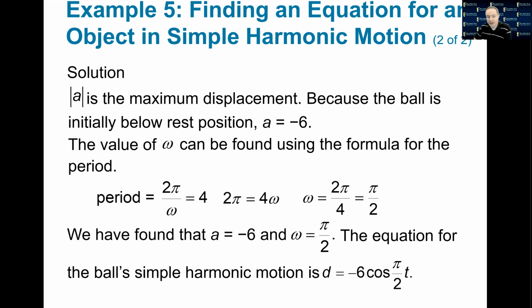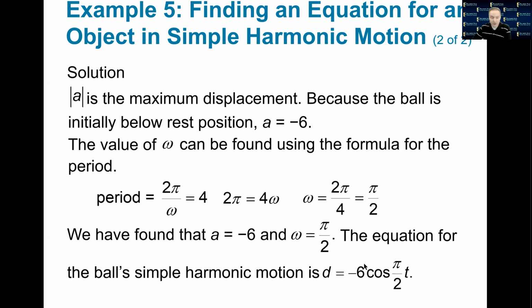If you set 2 pi over omega equal to 4, that gives you 2 pi equals 4 omega. And then you can divide by 4 on each side. Omega is going to equal 2 pi over 4, or pi over 2. Now, I know that that means that the omega, which is the coefficient of the angle inside my cosine function, is going to be pi over 2. I'll get pi over 2t.